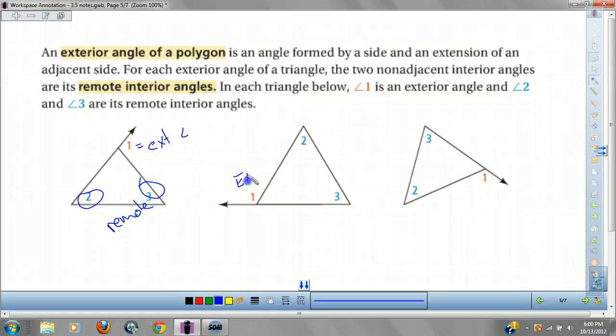Exterior angle, remote. Okay? Keep that in mind. The remote ones are the ones opposite of the exterior.